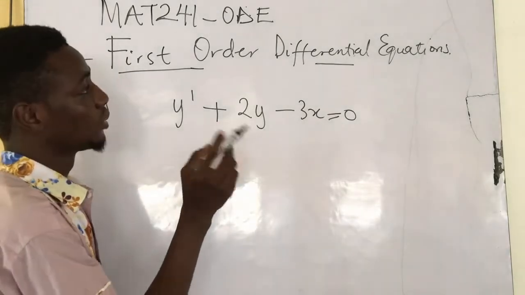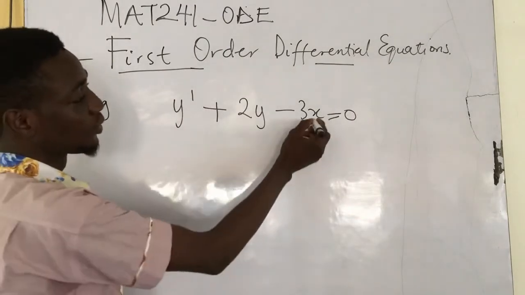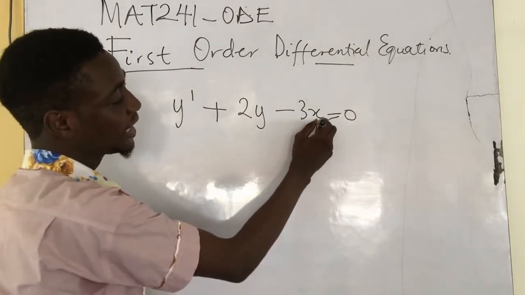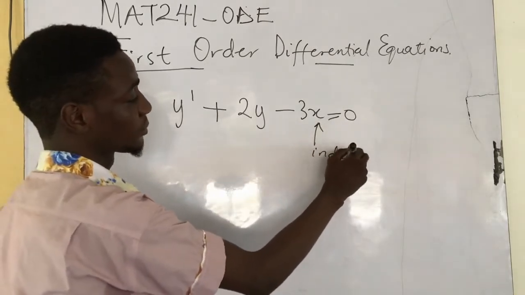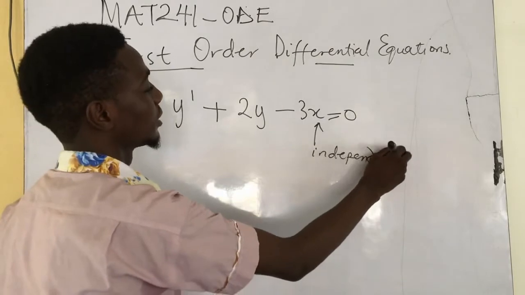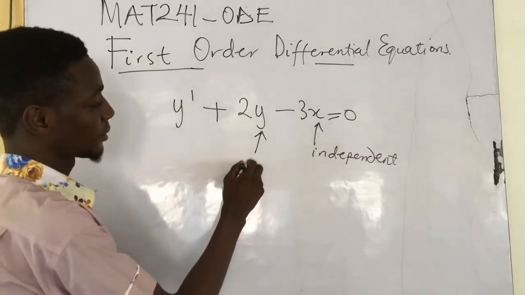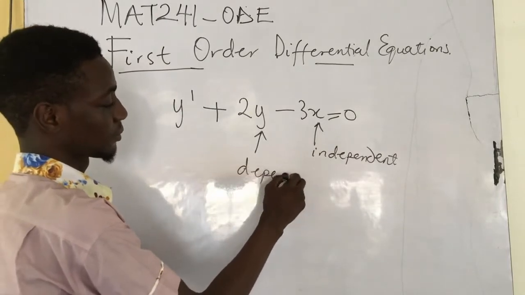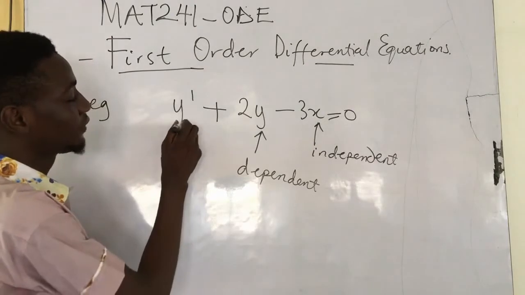Why is it so? First of all, it's a differential equation in that it contains an independent variable, x. Secondly, it contains a dependent variable, y. And thirdly, it contains a differential.